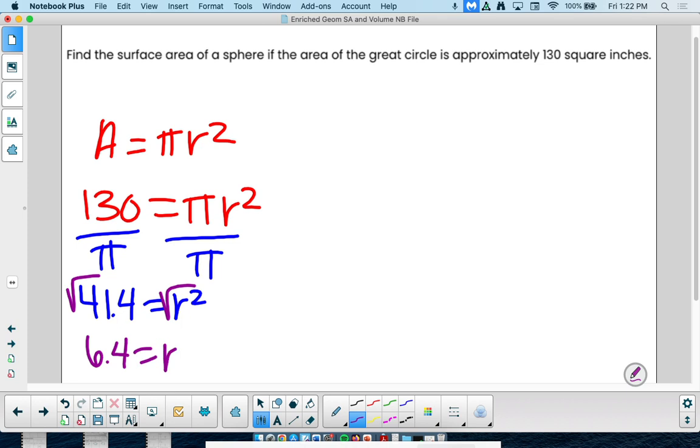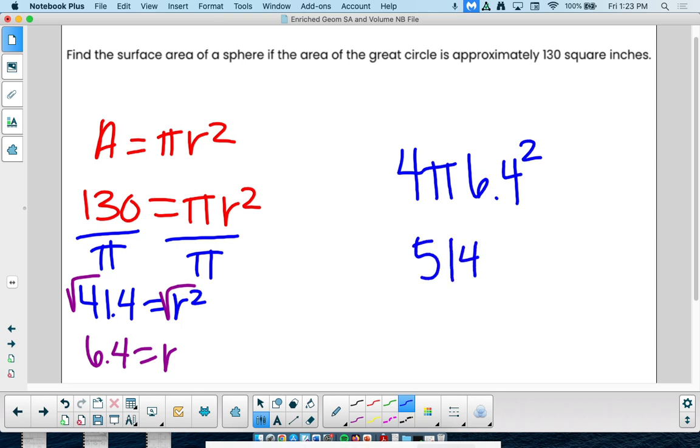Yeah. Now we can plug in to our surface area. What'd you guys get? Approximately 514.7 inches squared.